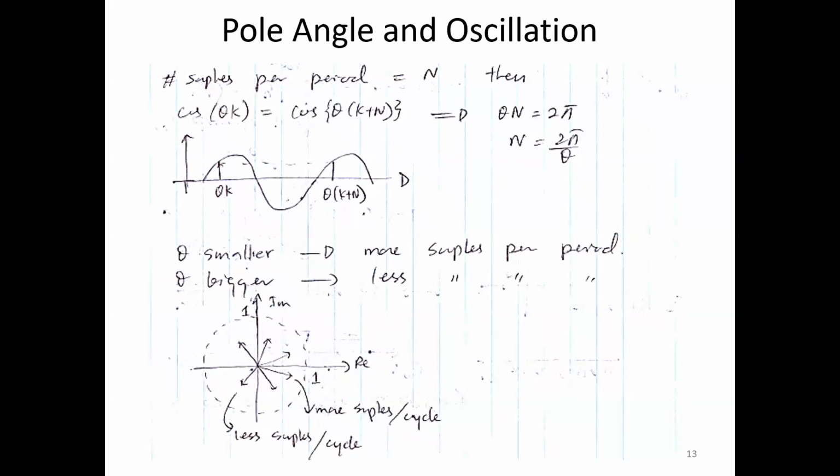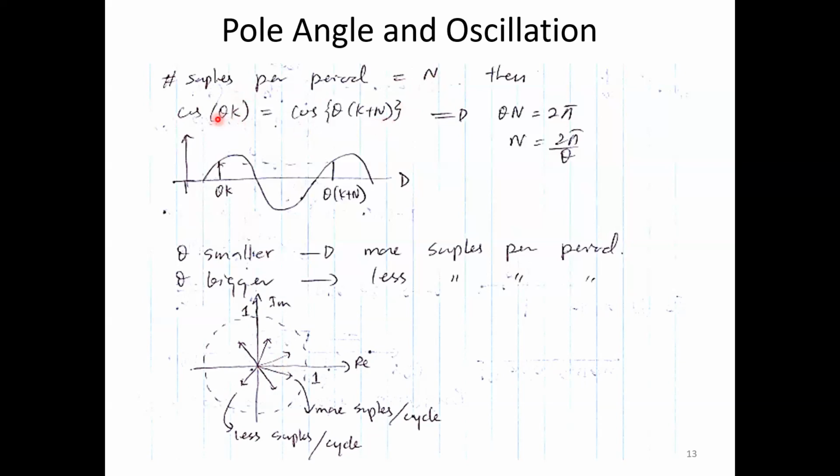Now, let's talk about pole angle and oscillation. We know one thing, so let's take the other one, angle. Sometimes you can see the poles like this, here, here, here, like that. So the pole angle is the angle that the pole creates with the real axis in the complex plane. What if you have a small angle? What if you have a big angle? This is in fact the sampling angle, so the angle between samples, in other words.